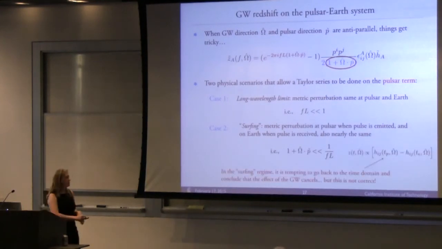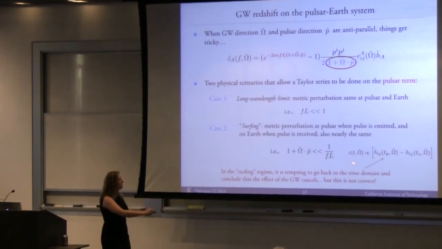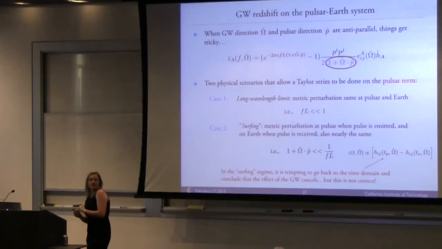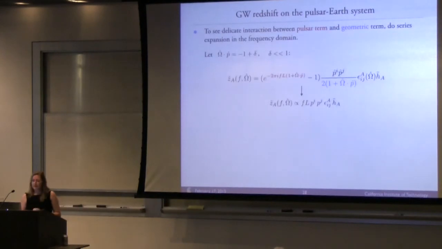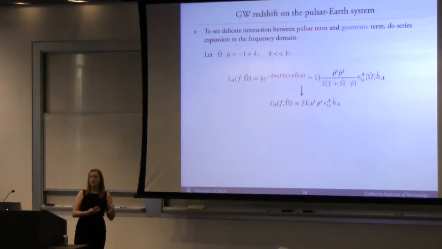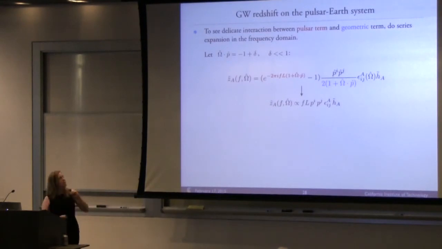Now, in this surfing regime, it's really tempting to go back to what we had written for redshift in the time domain, and just say, well, if the metric perturbation at the pulsar and at the Earth are about the same, then I'm just going to subtract these two things, they're going to cancel, and the redshift is just going to vanish. It's tempting to do that, but it turns out that's not right, because in the frequency domain there's a really delicate interaction that ends up canceling terms in a very special way. So what we're going to do is stay in the frequency domain and do a series expansion.